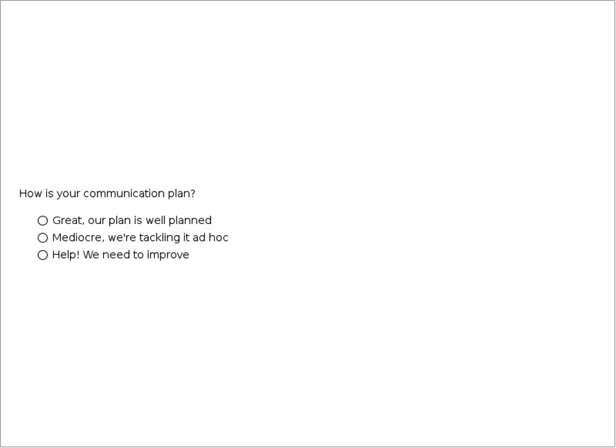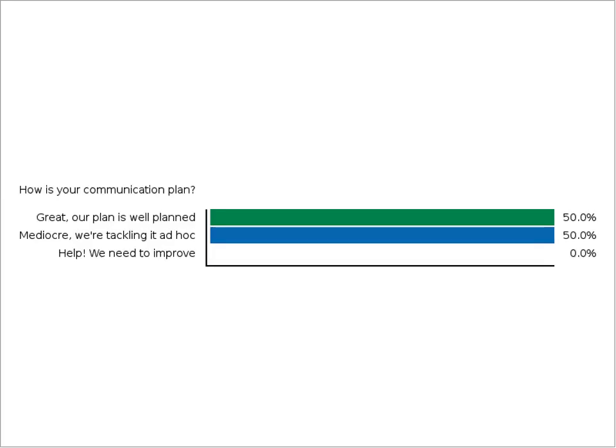But before we do that, I wanted to get an idea from the people on the call how you feel your communication is today. We've got a couple of answers here: it's well planned and we're ready to go, we're sort of middle of the road, and the last one is we really need to improve it. I just want to get an idea of where the group sits.